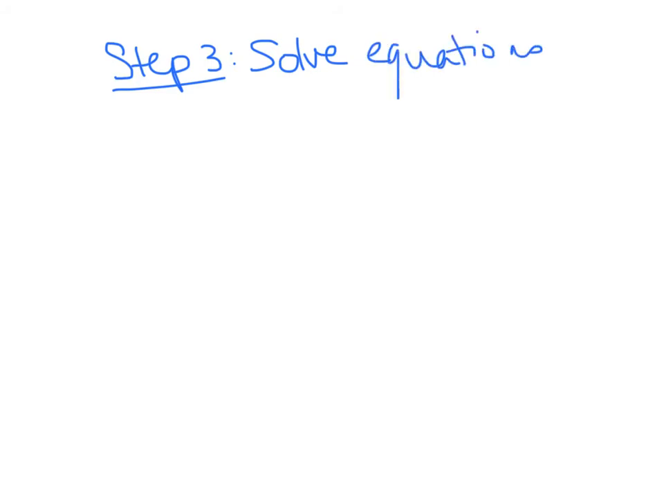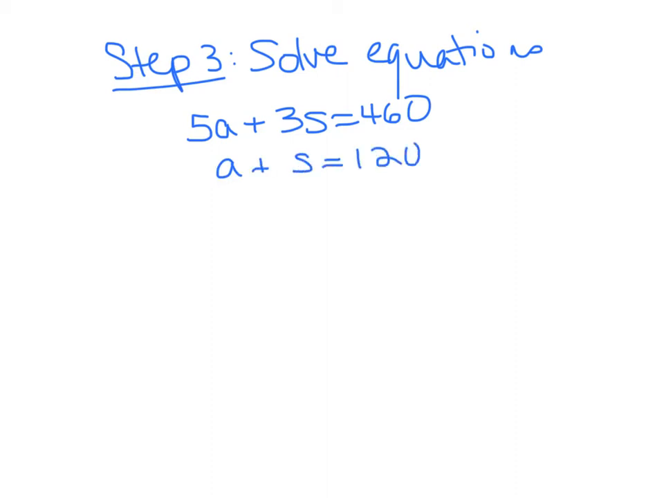So my last thing I need to do is step 3, which is solving my equations. And for that, you're going to use the things that you learned about solving systems of equations with substitution. So we have 5a plus 3s equals 460. We have a plus s equals 120. Now you're going to use what you know from substitution in order to solve this.